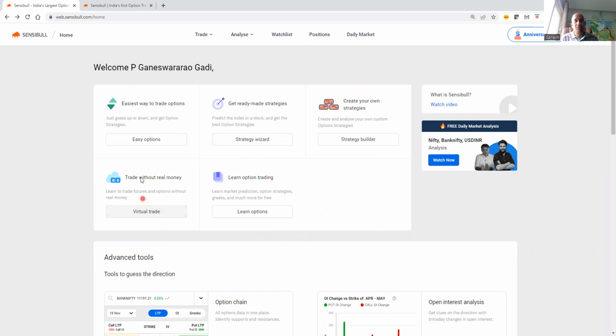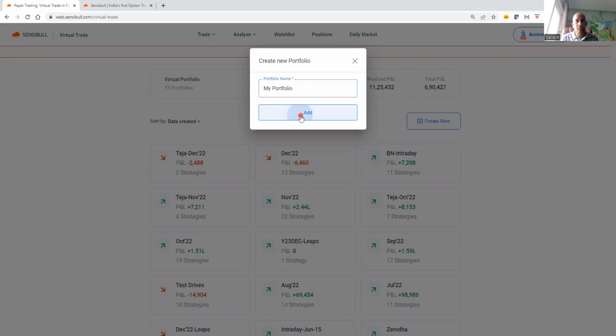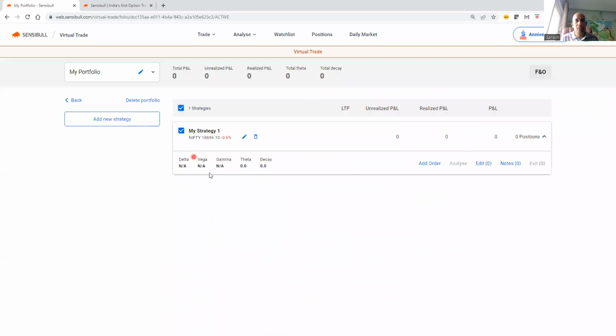Let me cover this virtual trade. More or less the same, but let me open just one example. I already covered a little bit. Let's say I want to add a portfolio. This is my portfolio. I asked you one question before, right? How do you track your trades, as if you were tracking them in a portfolio? This is kind of a portfolio altogether.